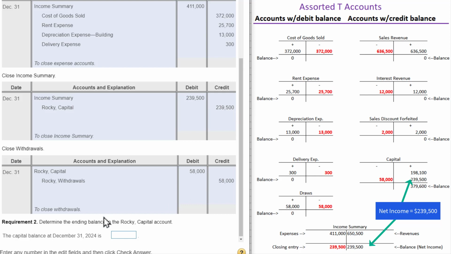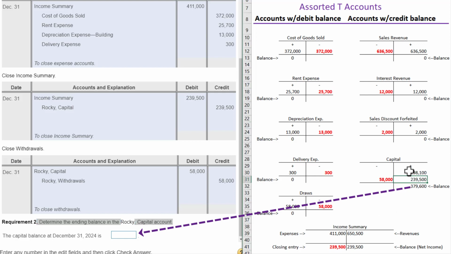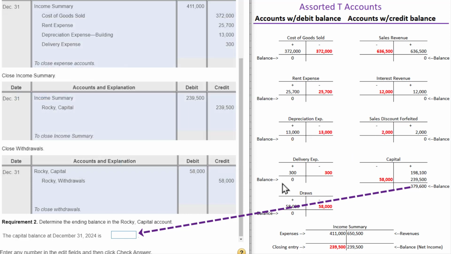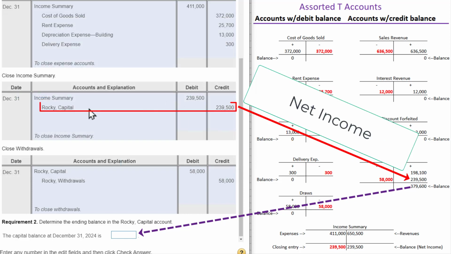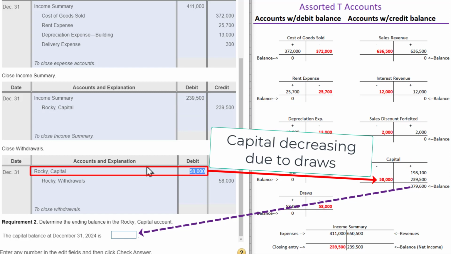All right. So now finally, we've got our last question. It says, determine the ending balance in the Rocky, comma, capital account. We've already done all that work. Notice in my T account, we had 198,100, which came from the box right here. We had the 239,500, which came from right here. And then we lowered capital. The 58,000 came from right here, when we closed the draws.